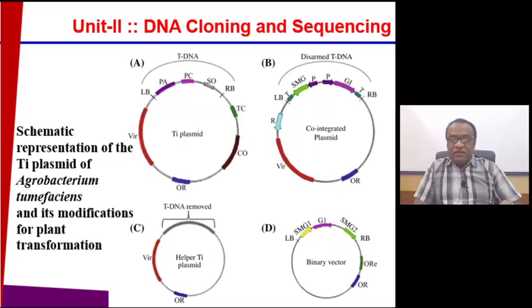So the binary vectors are maintained separately from Ti plasmids and they are derived from plasmids that have the ability to replicate in both E.